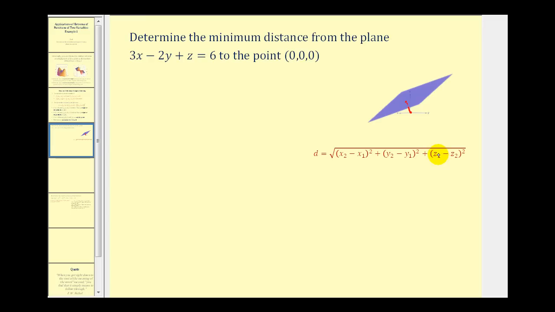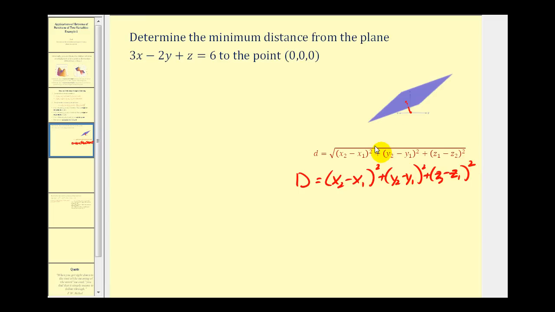to minimize this distance. But instead of using this distance formula, if we were to square both sides of this and then call little d big D, we could minimize the square of this distance formula and therefore eliminate the square root. So we're going to use the formula big D is equal to (x2 minus x1) squared plus (y2 minus y1) squared plus (z2 minus z1) squared instead.